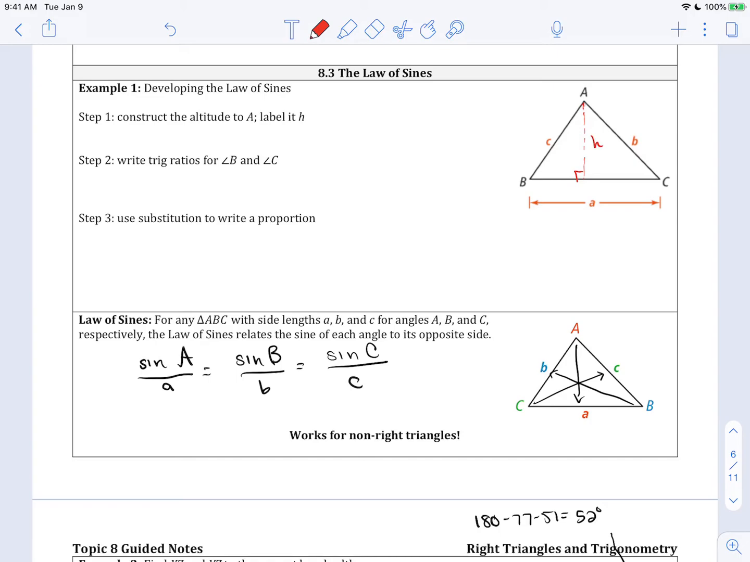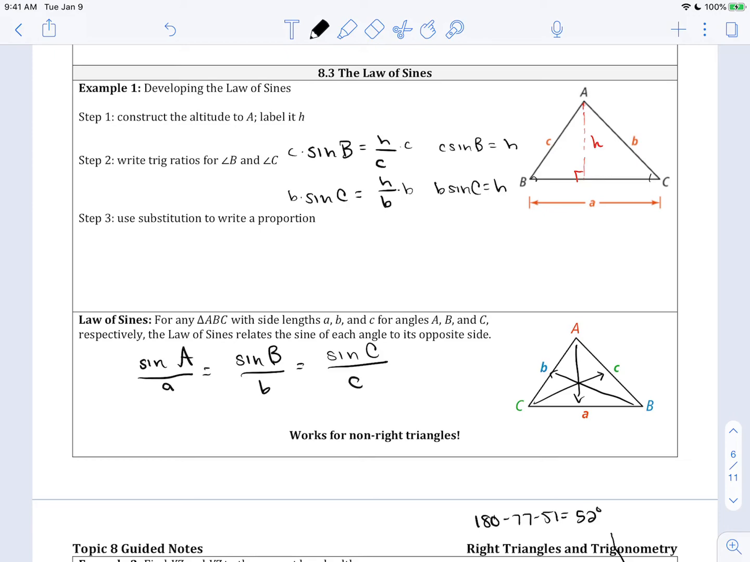Now write a trig ratio for angle B and angle C. Well, from angle B, h is my opposite side, c is my hypotenuse, so I'd say sine of B equals h over c. Can do the same thing from angle C. h is again opposite, b is hypotenuse, so sine of C equals h over b. Now, I want to get h by itself in both these cases, so for the top one, I'm going to multiply by c, which gets me c sine B equals h, and multiply by b, and I get b sine C equals h, right? So now I have both these equations equal to h.